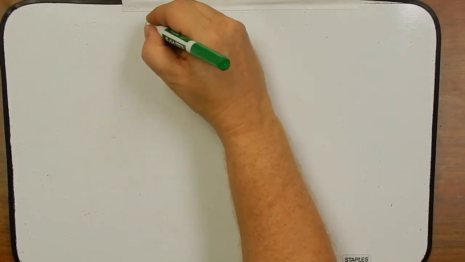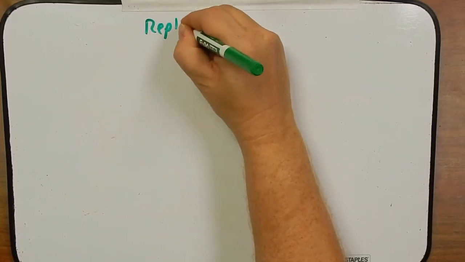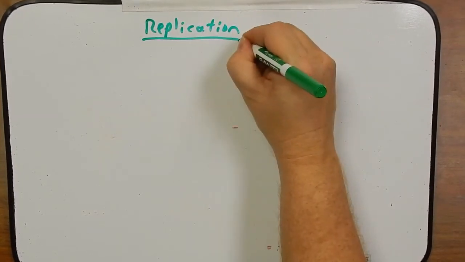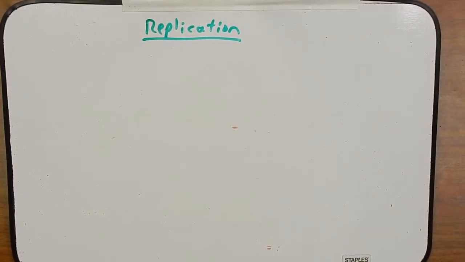Next, I want to talk just a little bit about replication. Not nearly as much as you'd get in genetics, but certainly I want to bring out some features of the double helix and how that explains how information is passed on in a faithful manner.